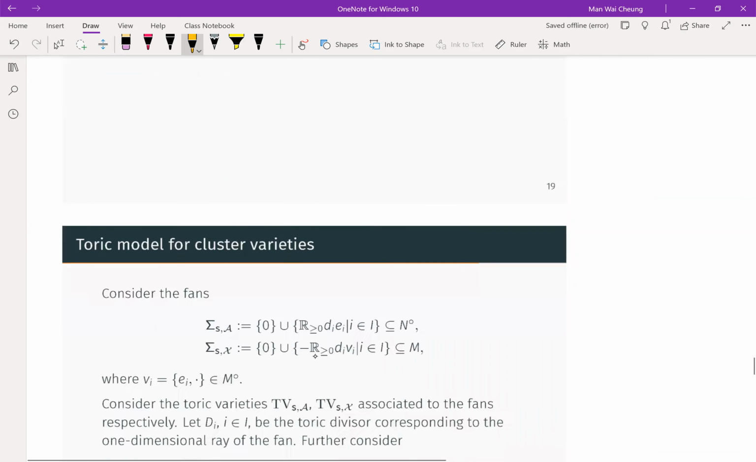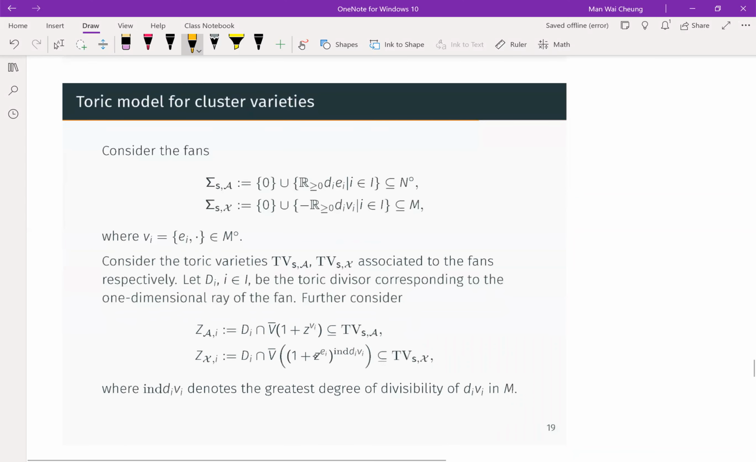And then you can see it's the same picture. We have the total variety. We have D_i, the divisor corresponding to the one-dimensional cone. And like I said, the blow-up center is very precise here: we look at the zero locus of our mutation map. So in the A case, if we have something like 1 plus A1 squared, we just look at the zero, because this will be intersecting at A2.